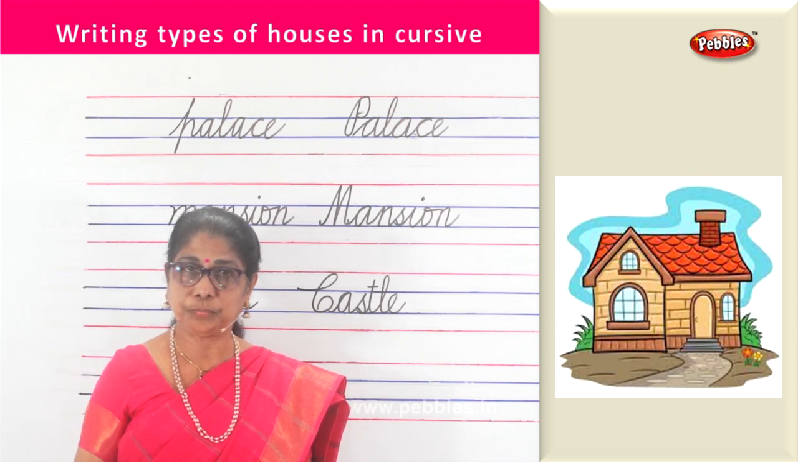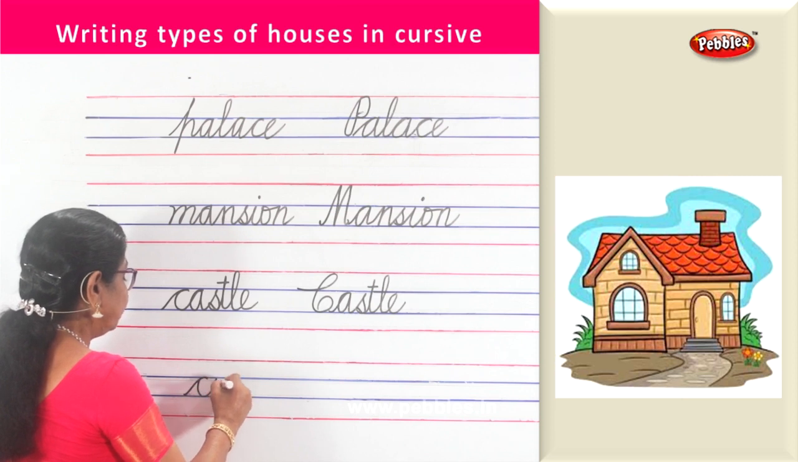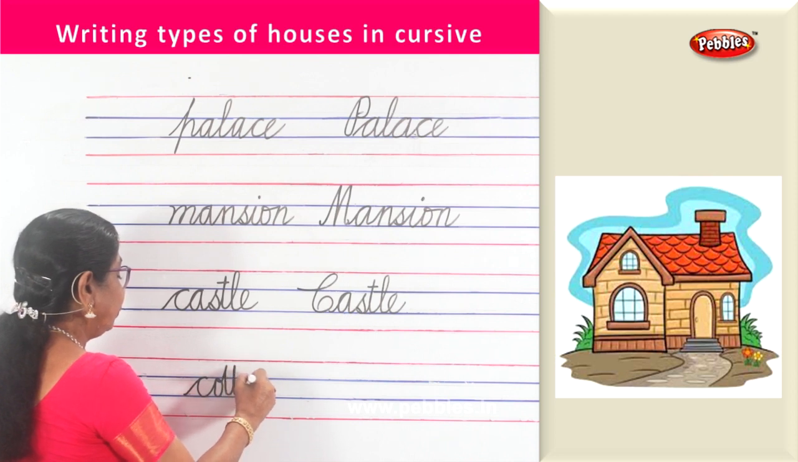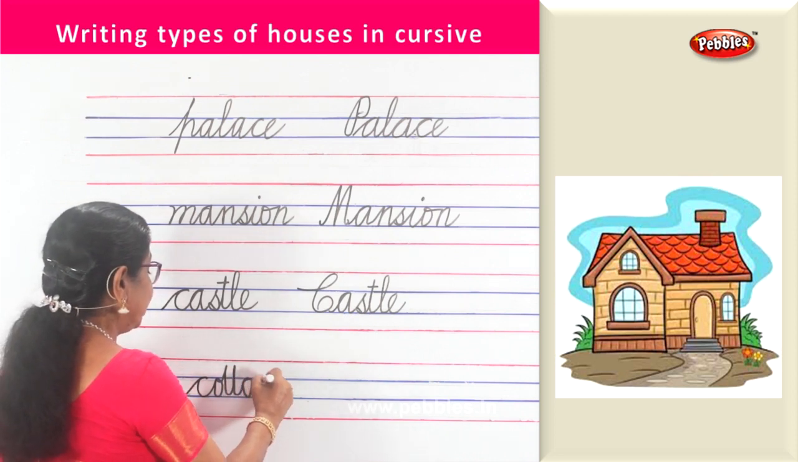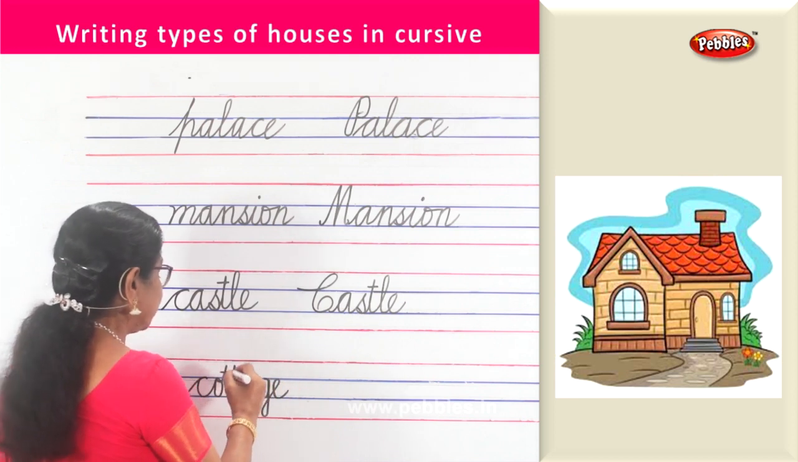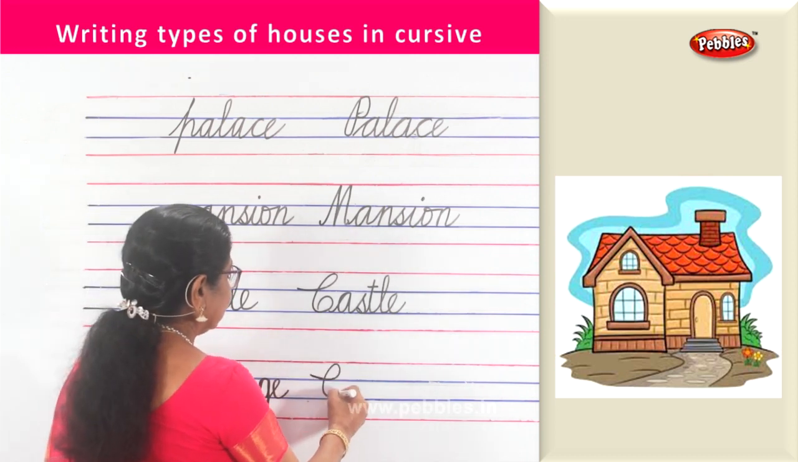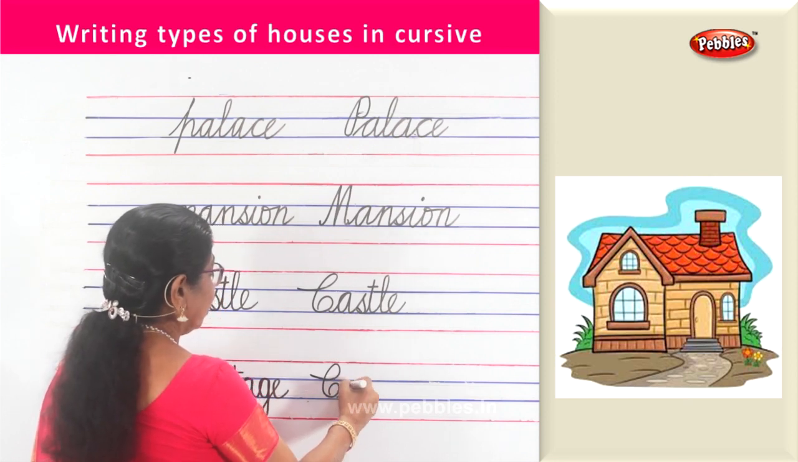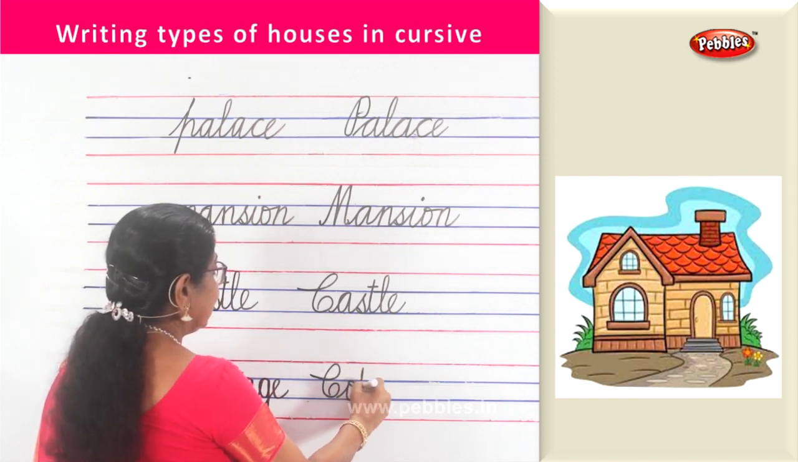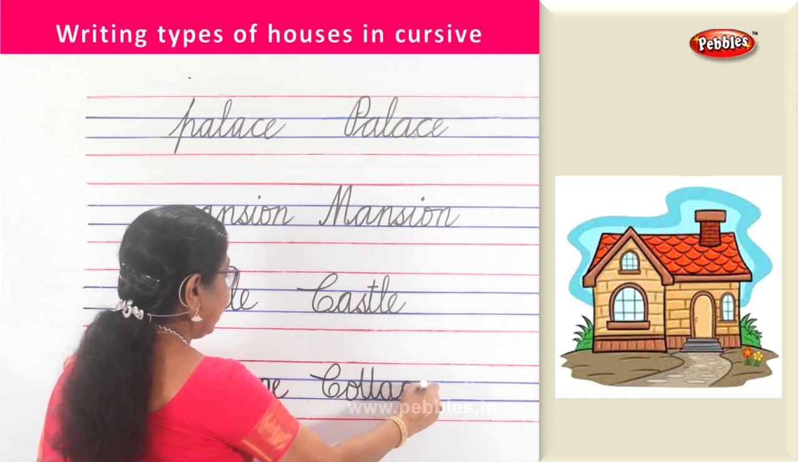C-O-T-T-A-G-E, cottage. Let's write C-O-T-T-A-G-E, cottage. Let's write the C capital. C, O, T, T, A, G, cottage.